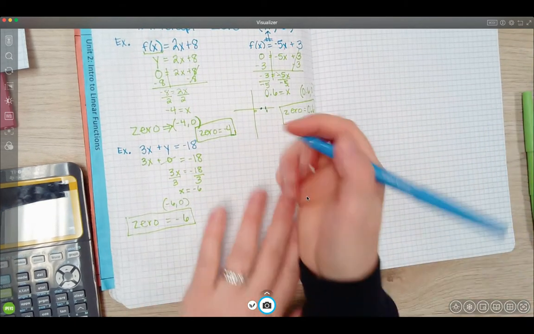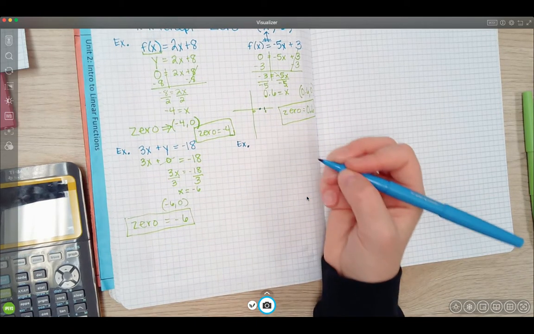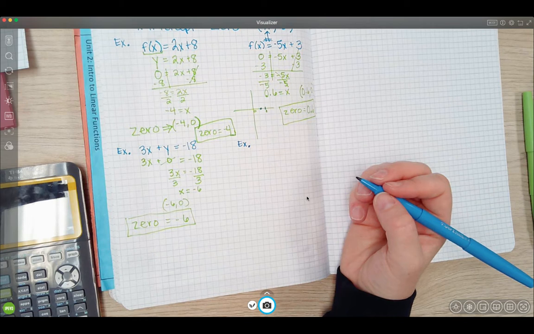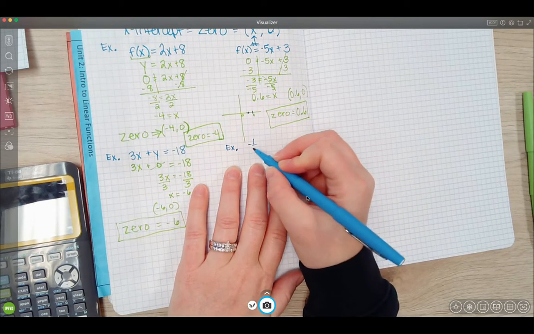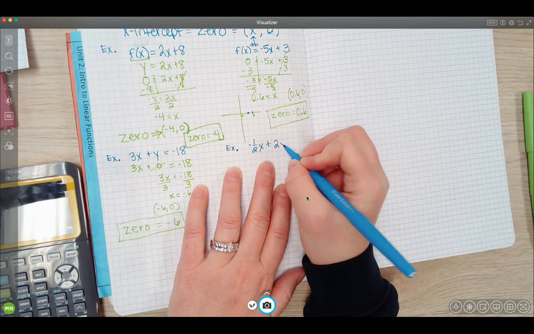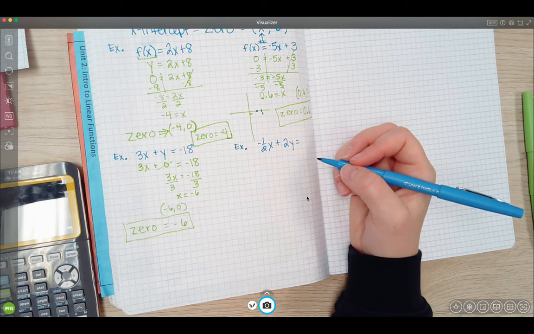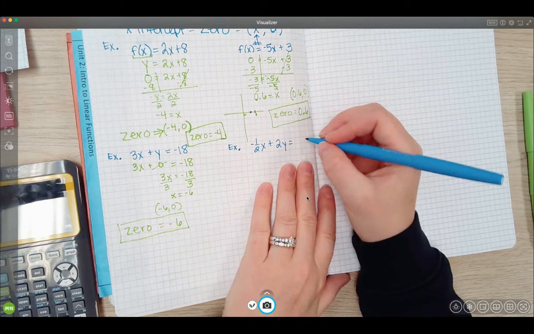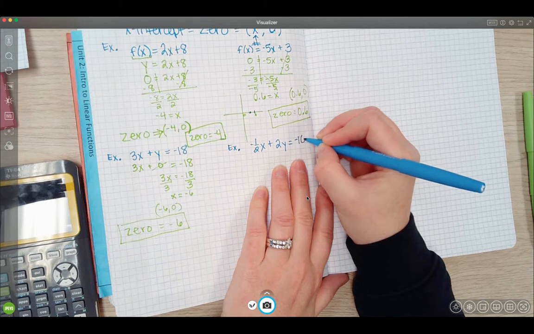Okay, our last example, we're going to do another one with standard form. So let's do negative 1/2 x plus 2y equals negative 16.